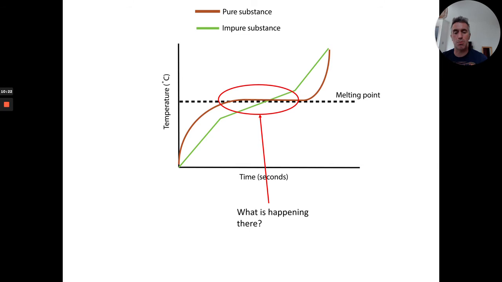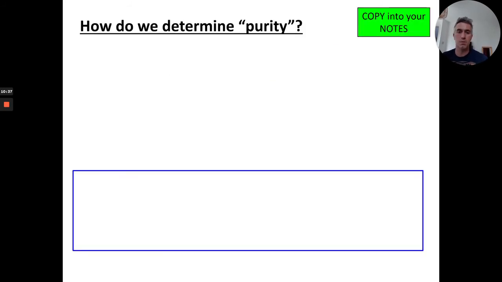It will not change temperature until it has changed state. An impure substance will change over a range of temperatures. It does change as it changes state, and that's how we know that a substance is impure. So here's a little note.